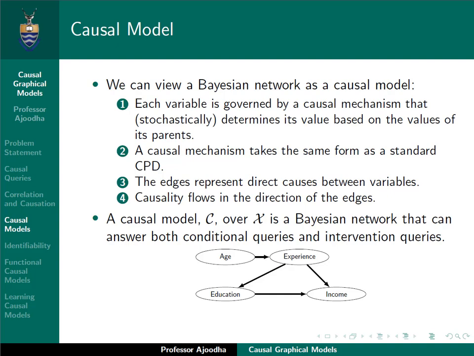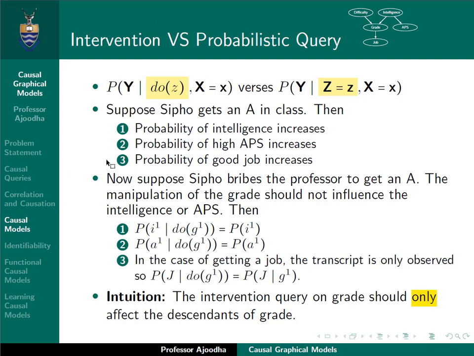All right, so let's talk a bit about intervention queries versus probabilistic queries. We're going back now to what we spoke about before, but now we're going to be more technical in the view of this graphical model. This example uses the student model that we saw in previous lectures, where we had the variables for difficulty, intelligence, grade, the APS score, and the job outcome. So let's suppose that SIPO gets an A.